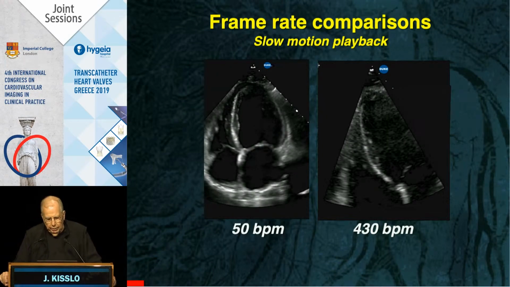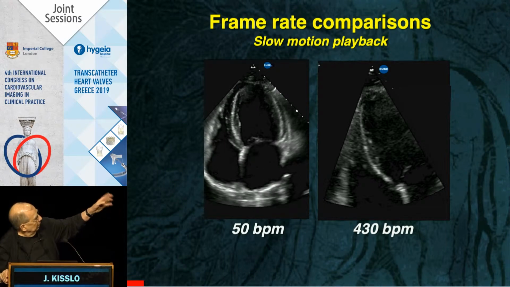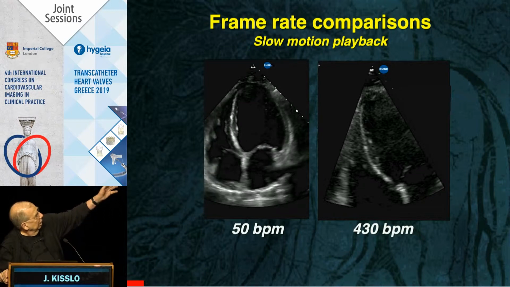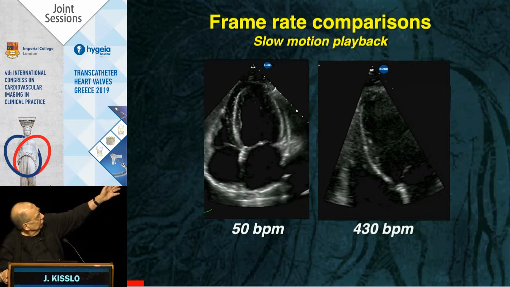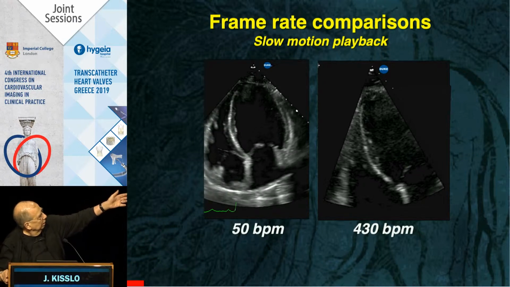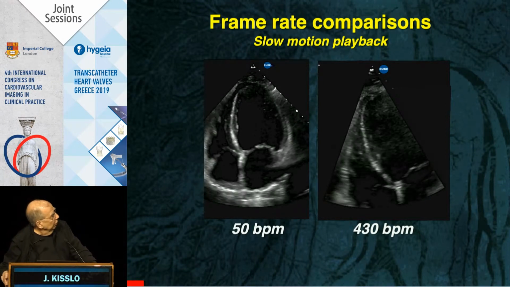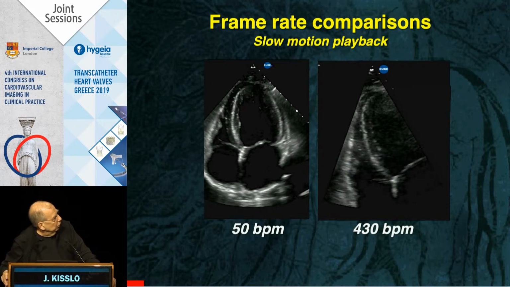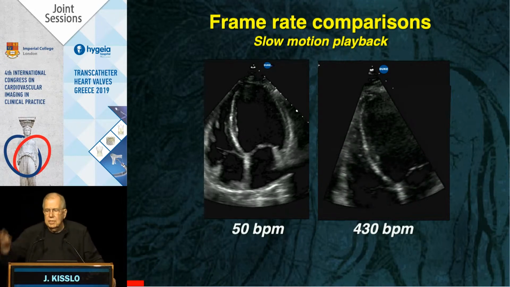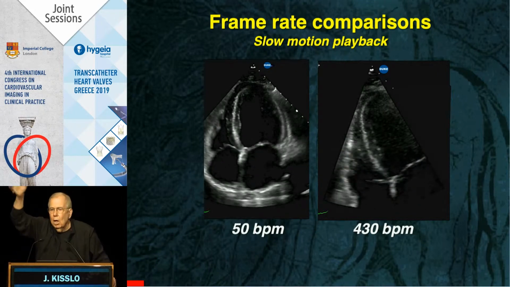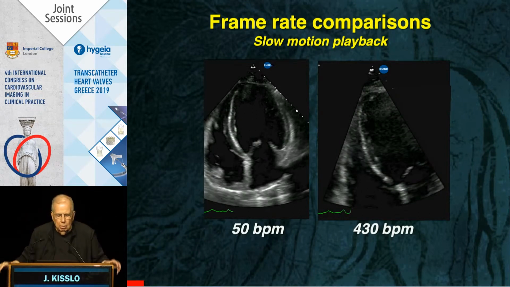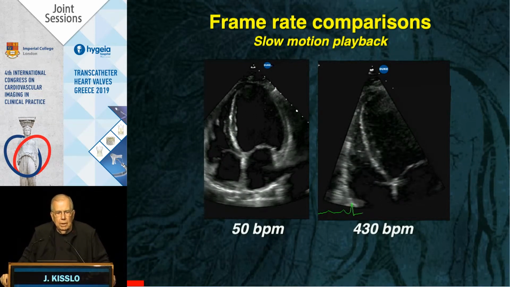And if we look here at 50, so these should be at 50 frames per second. I've slowed the image down. You see an apical four-chamber at 50 frames per second. Then when we look at the one on the right, now imaged at 430 frames per second, look at the septum. Do you see the little oscillations? You see these little movements going on? They are likely the conducting system.